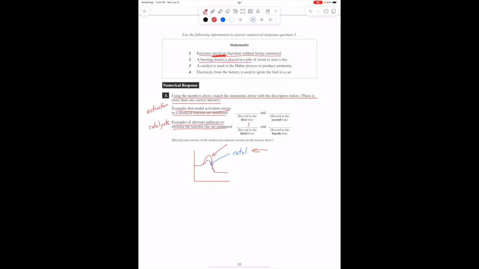A burning match is placed in a pile of wood to start the fire. Okay, so that's like the example I gave you guys in class: if I want to start paper on fire, there's energy in the paper, but I got to add energy first, and then it'll start going. So I'm going to say that's here. A catalyst is used. Well, that automatically makes me think of the blue one down there, so that's going to go there. Electricity from the battery is used to ignite the fuel in a car. So in a car, you turn your key, electricity creates the spark, and then the spark ignites the gas. They didn't say anything about speeding up, so by default, it goes there.